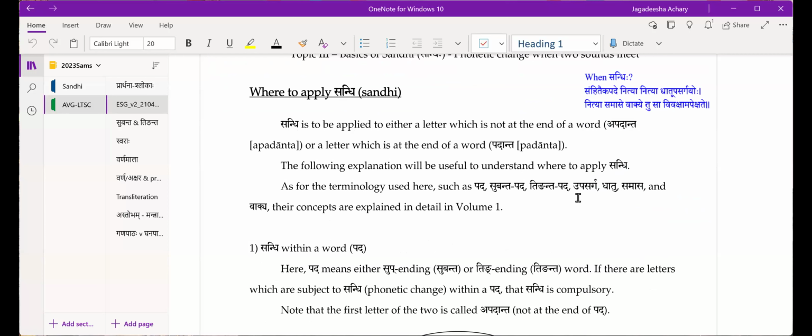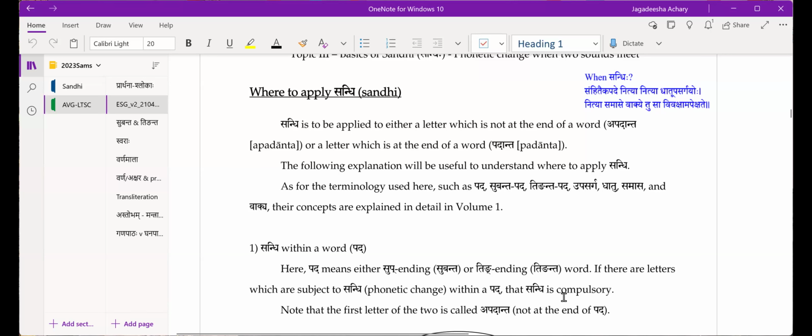Okay, the word pada. Let's see what the word pada means. Pada generally you can say is a word, a meaningful arrangement of sounds, varnas or aksharas arranged in such a way that it is meaningful. So that is pada. Panini has a stricter definition. In Paninian grammar, pada is defined as: sup tiṅantam padam. That is one of the definitions. So pada means either a sup-ending or a ting-ending word.